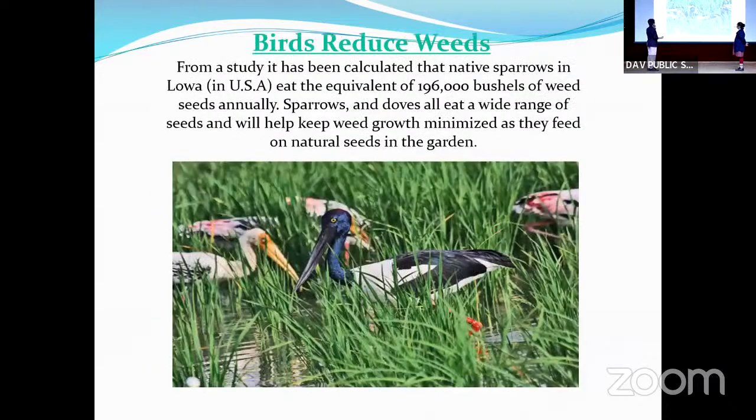Next, birds reduce weeds. From studies, it has been calculated that native sparrows in Iowa in the USA eat the equivalent of 196,000 bushels of weed seeds annually. Sparrows and doves all eat a wide range of seeds and will help keep weed growth minimized as they feed on natural seeds in the garden.